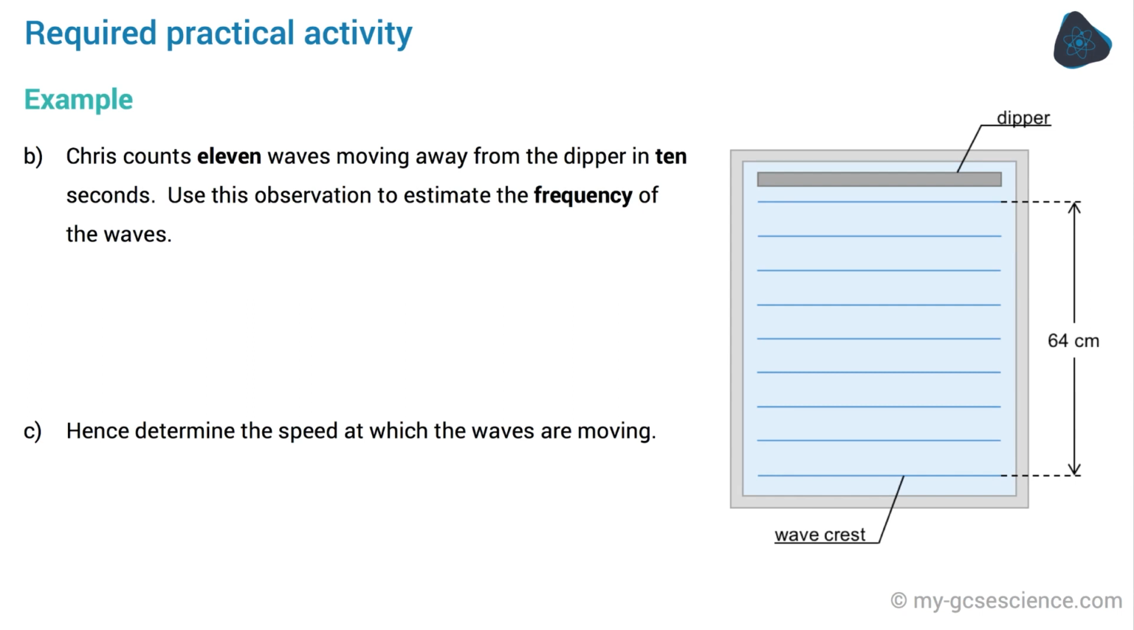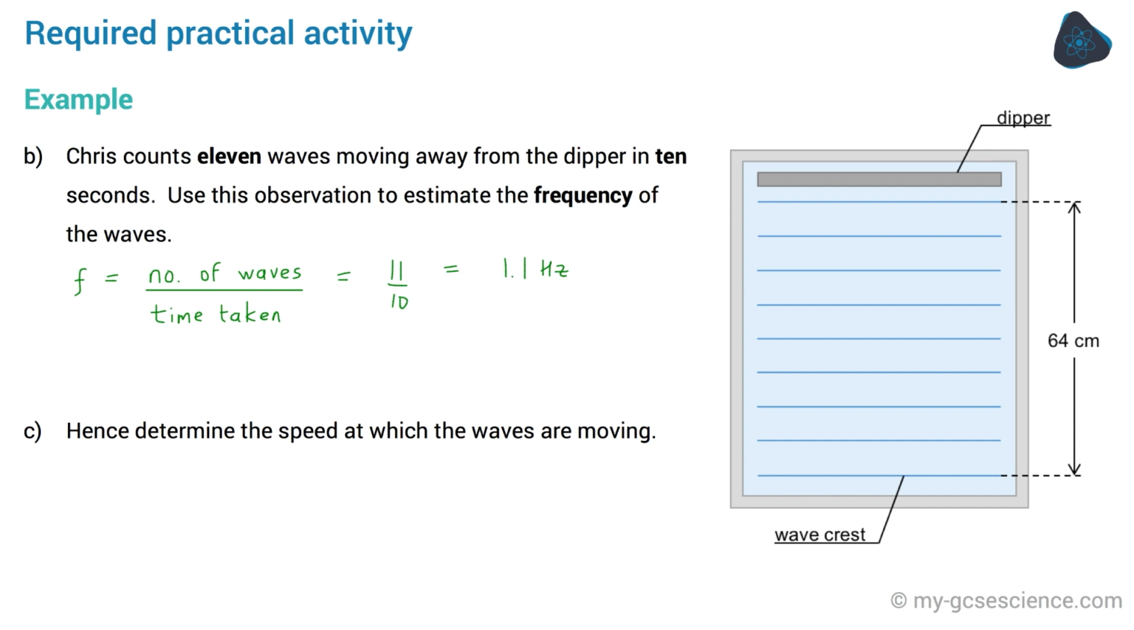For part B, to work out the frequency of the waves, we just divide the number of waves by the time taken to produce them, or the time they take to pass a given point. So that gives 11 divided by 10, which gives an answer of 1.1 Hertz.